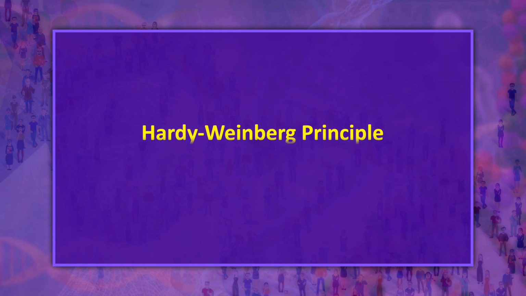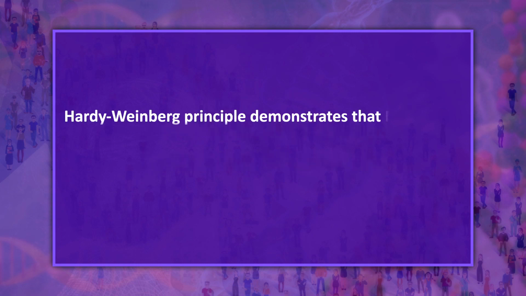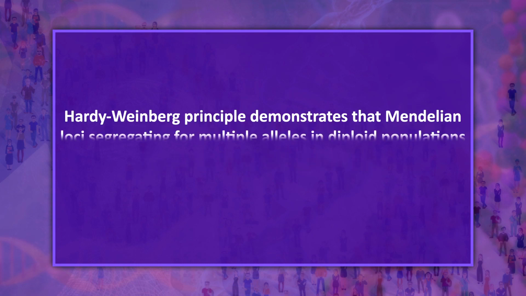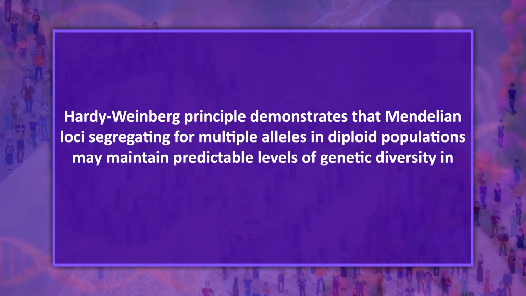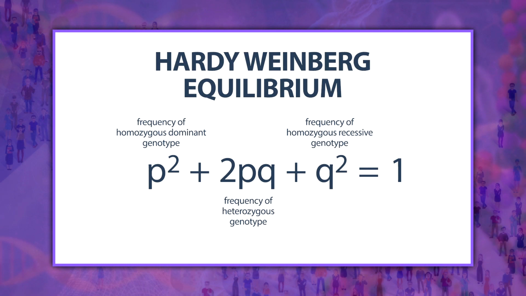Dear students, let's now discuss the Hardy-Weinberg principle and evolutionary implications. The Hardy-Weinberg principle demonstrates that Mendelian loci segregating for multiple alleles in diploid populations may maintain predictable levels of genetic diversity in the absence of influences that alter allele frequencies. These predictions are frequently visualized by plotting p squared, 2pq, and q squared as a function of allele frequencies.